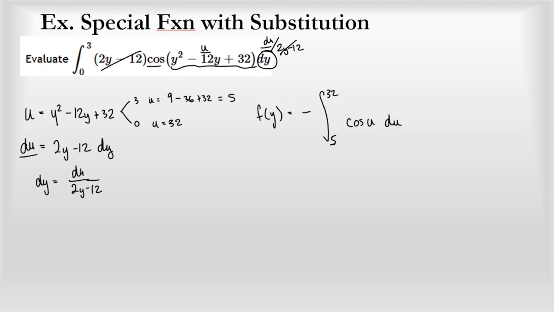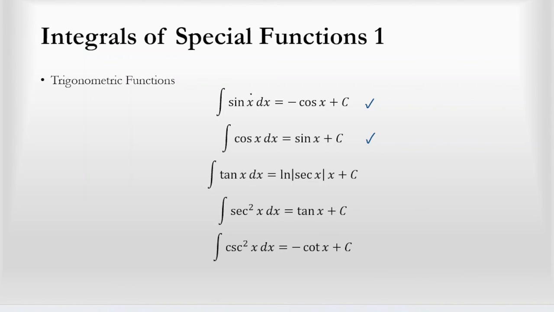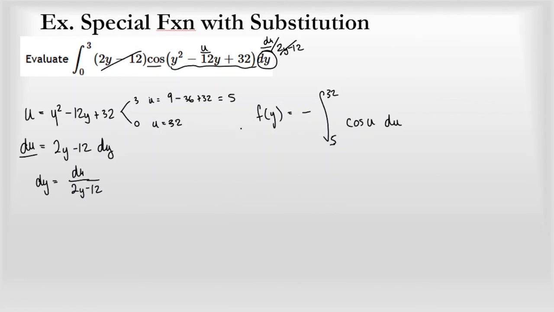When I look back at my special functions here, I have the integral of cosine u. The integral of cosine is sine. Okay, so I can go in here. I'll have the negative of sine u evaluated from 5 to 32. All right. That's great. We can get our calculators out. You want to get your calculator out and evaluate.